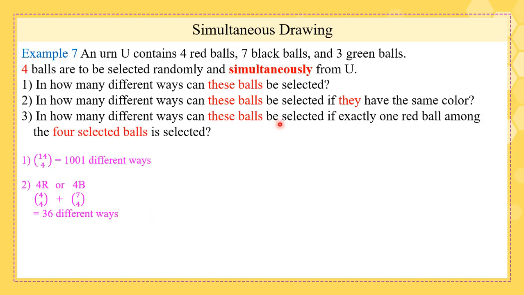In how many different ways can these balls be selected if exactly one red ball among the 4 selected balls is selected? So here we need exactly one red. If we need one red, it means we need 3 non-red. So this is 1 red and 3 non-red. 1 red means a combination 1 out of 4, and 3 non-red means a combination 3 out of 10. And it will be 480 different ways.